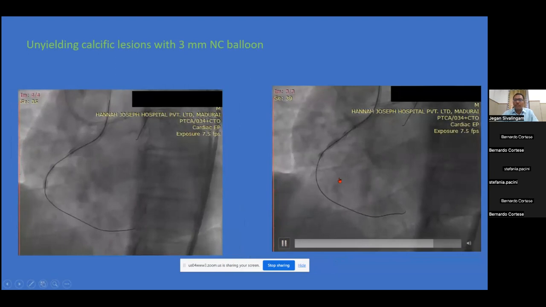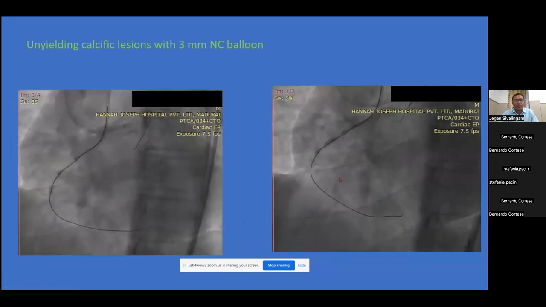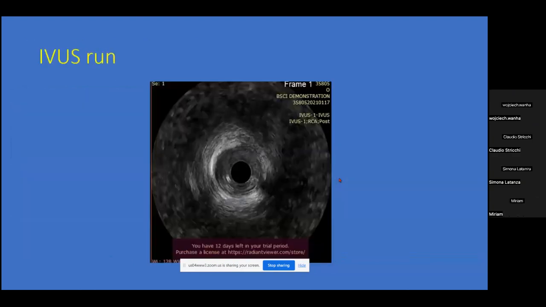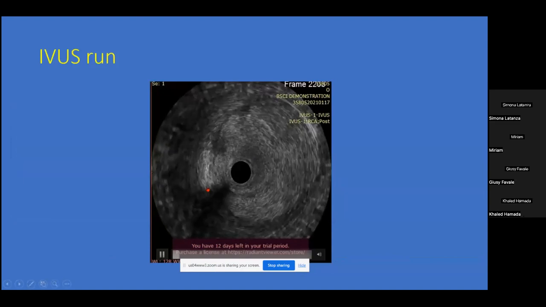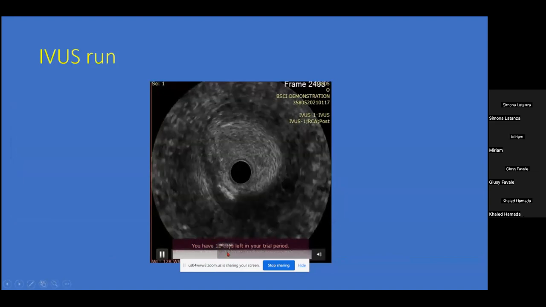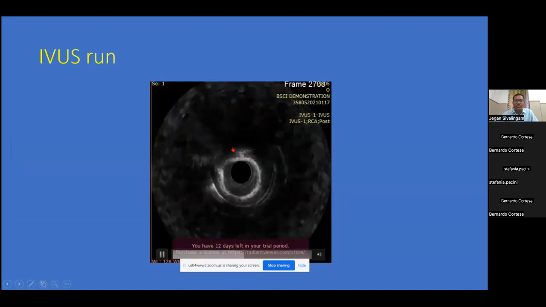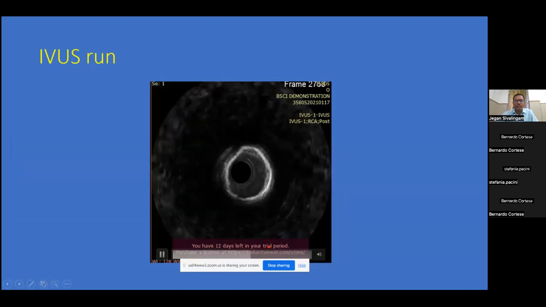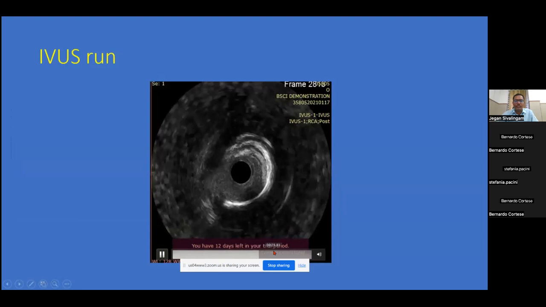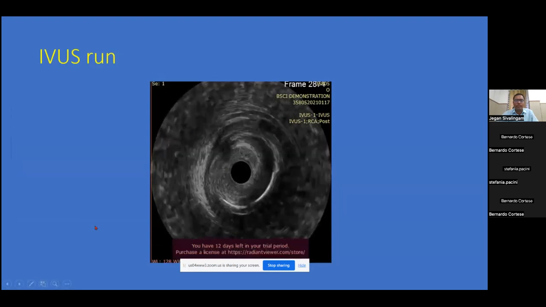Here also we started with a 1.5 mm balloon, then a 2 mm balloon. This is a 3 mm NC balloon. Then we took an IVUS run. I will just go to the point of interest. We can see here also almost 360-degree napkin ring like calcium. So then we decided to take rota.